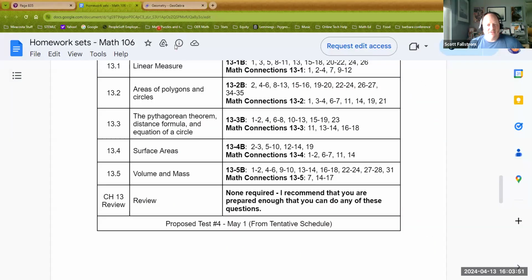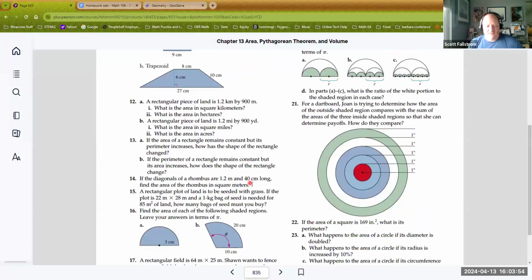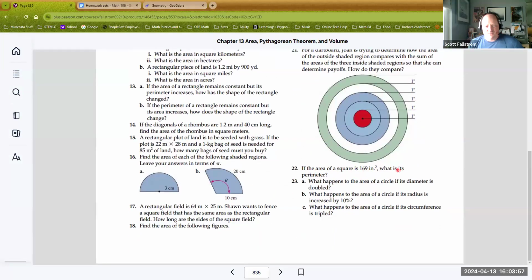Now let's see, 19, 20, 22 to 24. Okay, 22 to 24. If the area of a square is this, what's its perimeter? Again, if the area of a square is something, you can use that to find the side of a square. Use the side of the square to find the perimeter. What happens to the area of a circle if its diameter is doubled? Use the formula. What happens to the area of a circle if its radius is increased by 10%? This could tie back into what we did in chapter 6 and 7 with percent increase and percent decrease. Because doubling something is a 100% increase. And so that ties right into someone who just does a 10% increase.